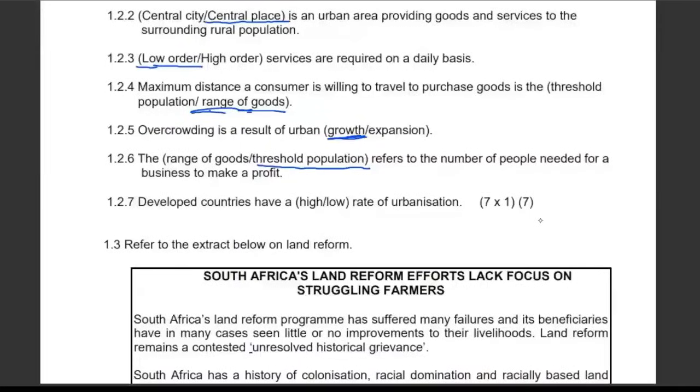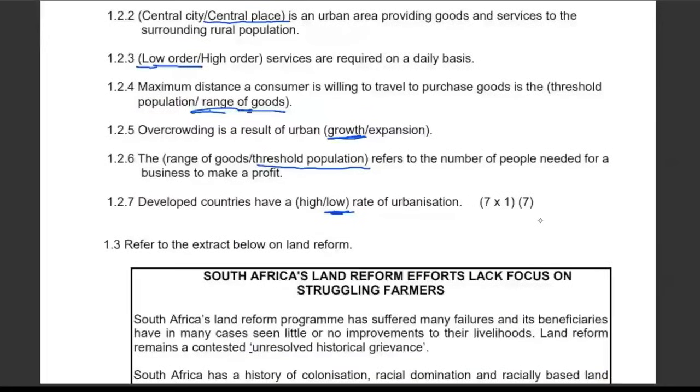Right, that is with threshold population. Moving on to the next question, number 127. Developed countries have got a high or low rate of urbanization. Developed countries have got a low rate of urbanization. It is only in poor countries or developing countries where the rate of urbanization is very high.